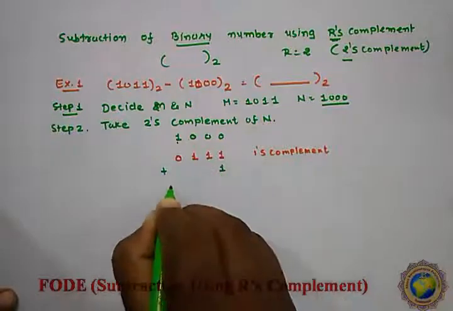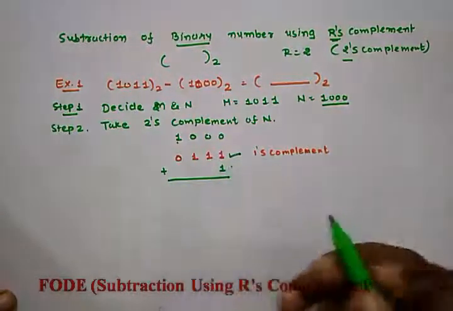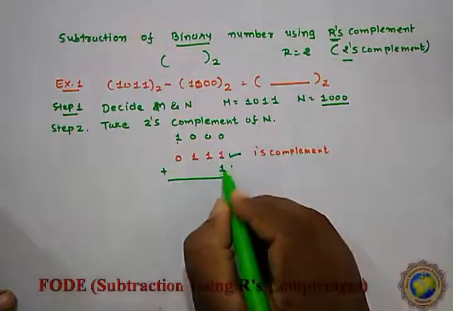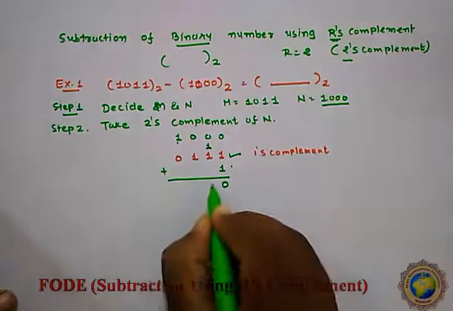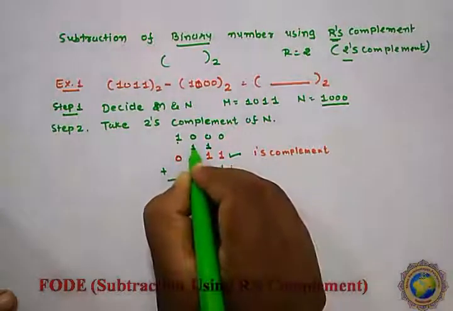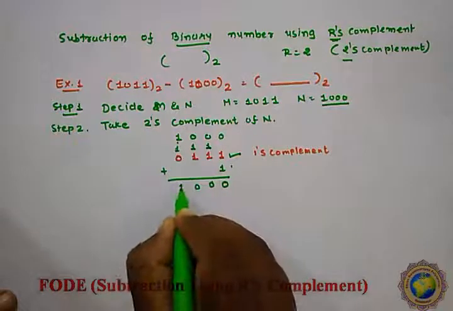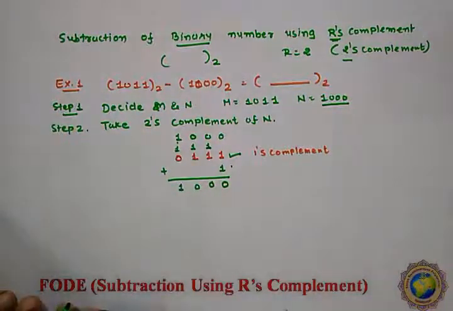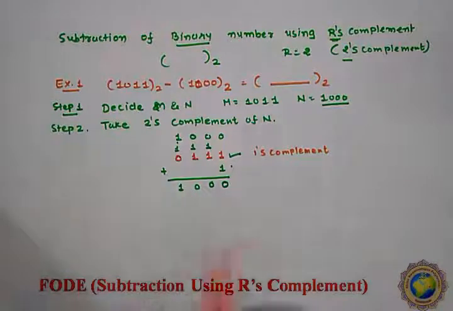Add 1 to the 1's complement. To the answer we got from the 1's complement, we add 1. So 1 plus 1 is 0 carry 1. 1 plus 1 is 0 carry 1. 1 plus 1 is 0 carry 1. So this is our 2's complement.